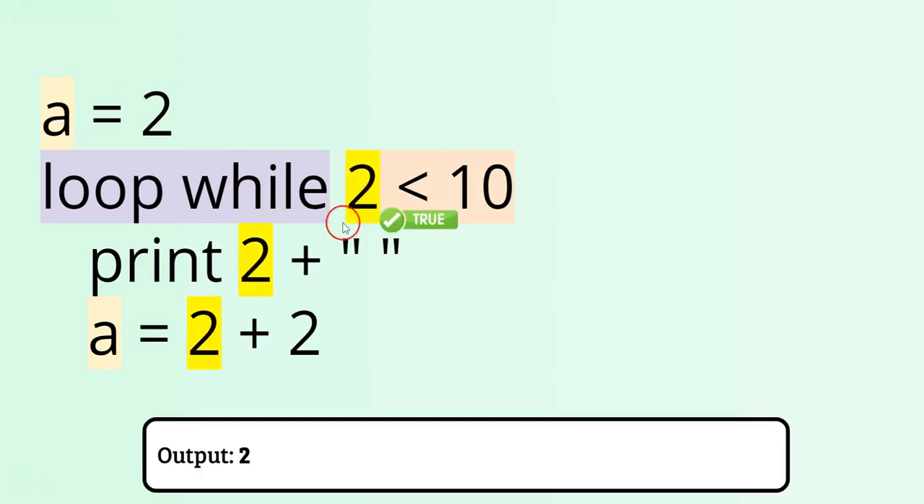A was 2, so I changed all these a's to 2. 2 is less than 10, that's true. So print the number 2. So I'll keep track of our output down here. Output is 2 right now.